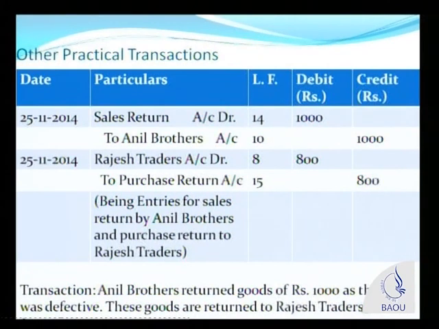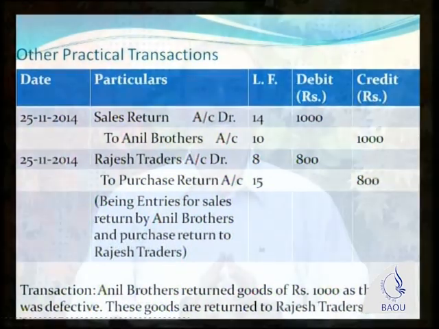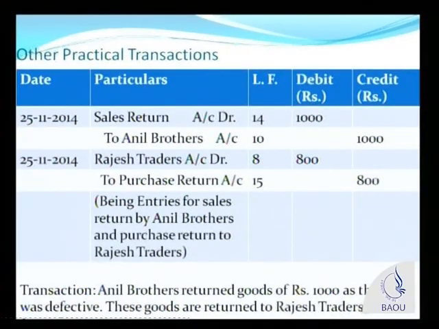Rajesh Traders account is a personal account. For personal account, the rule is debit the receiver, credit the giver. Rajesh Traders is the receiver of goods. We are giving him goods. He is the receiver. So therefore, Rajesh Traders account is debited by 800. And we are crediting purchase return account by 800. Purchase return account is also an account relating to goods.